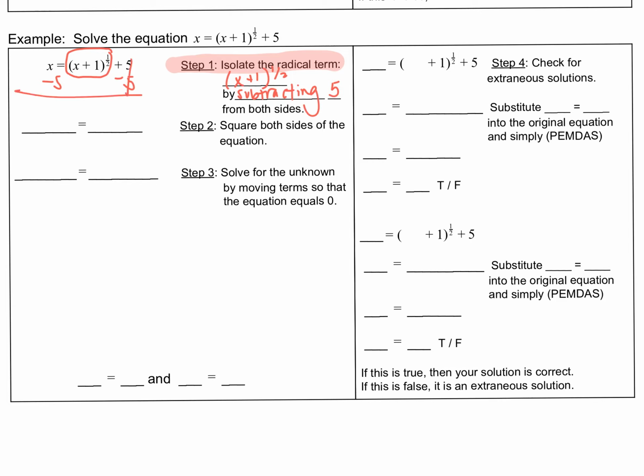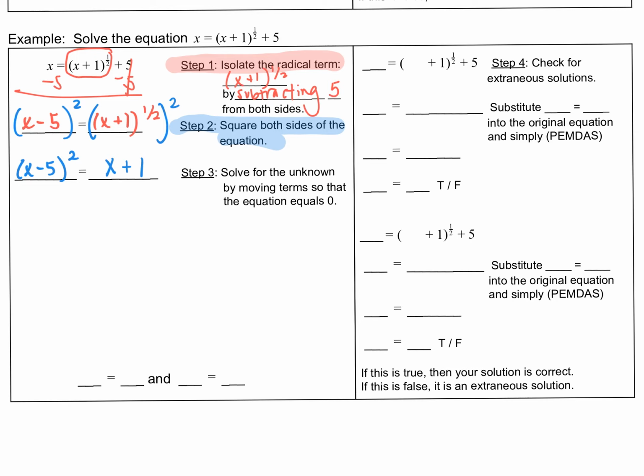So this is going to go away, and on the left we have x minus 5, and on the right side we have that radical term isolated. Step 2, square both sides of the equation. So just like what the 2 and the square root does, the 2 and the 1/2 power also undo each other, so that we only have x plus 1 on this side. This is x minus 5 being squared.